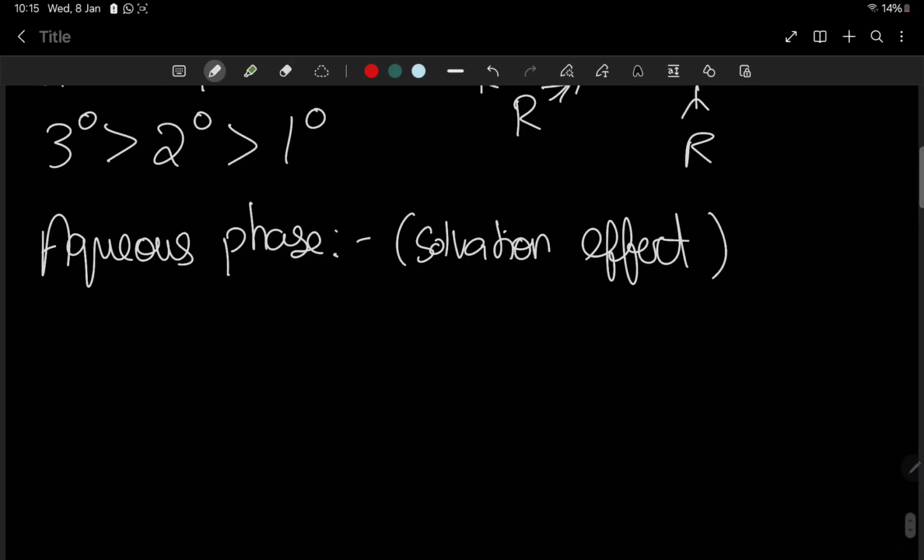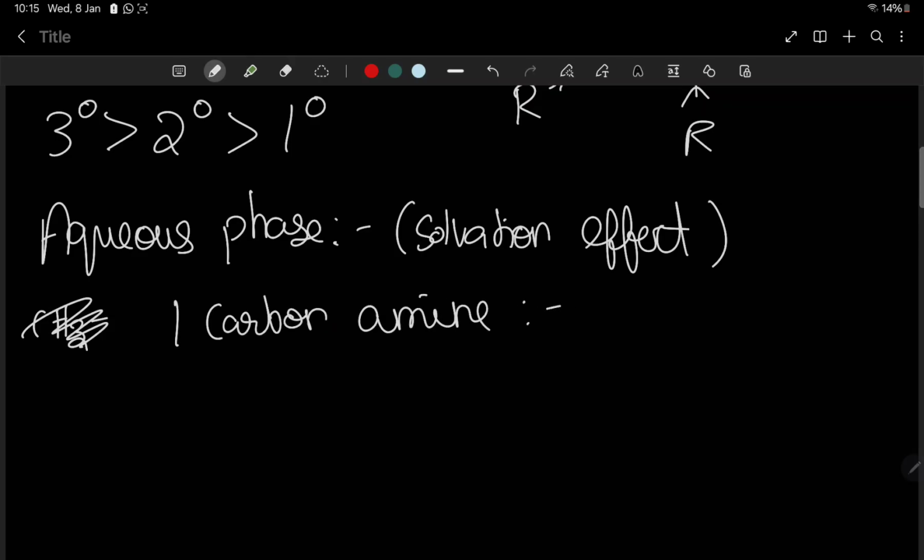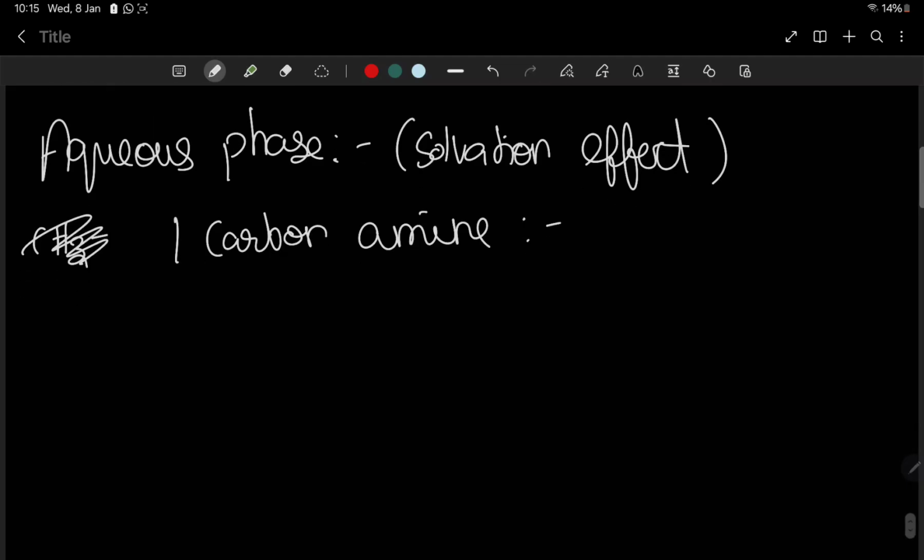You just learn in aqueous phase for methanamine, for 1 carbon amine only, the order is different from all other carbon amines. For 1 carbon amine, that is CH3NH2, and when 2 CH3 is coming, so these compounds, the order is different.